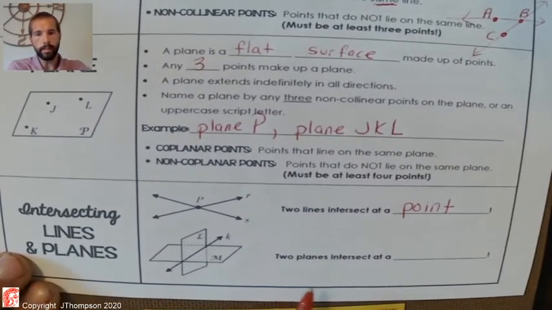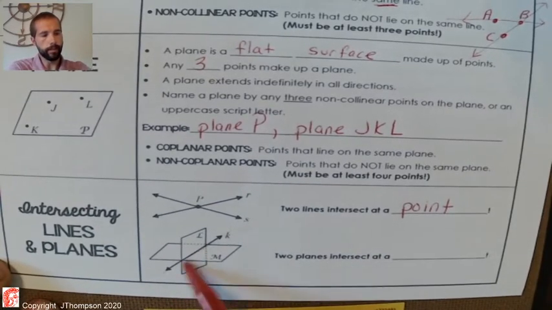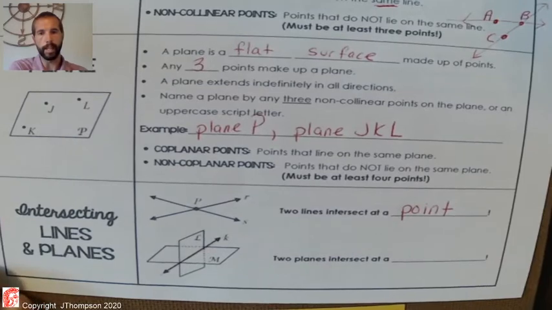Whereas 2 planes, so 2 surfaces, like think of where 2 walls would intersect, like the ceiling and then a wall. They would intersect at a line. So 2 flat surfaces would intersect at a line.